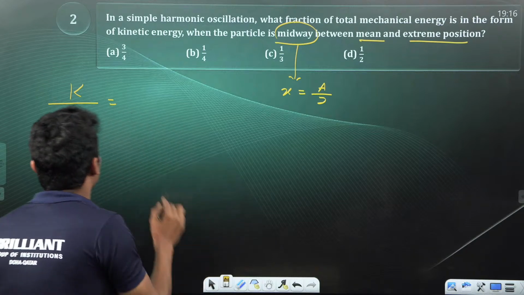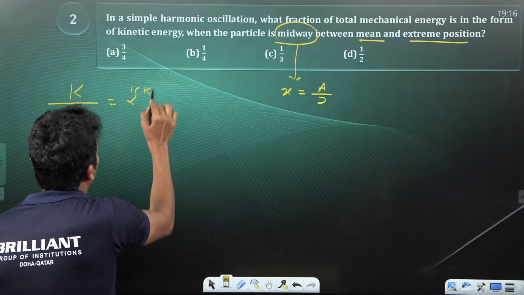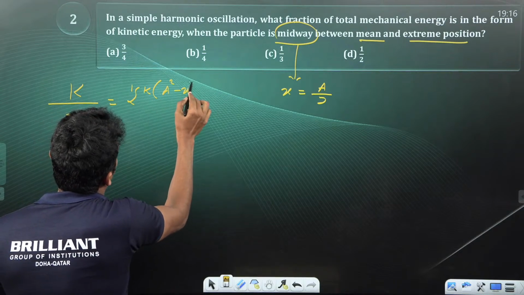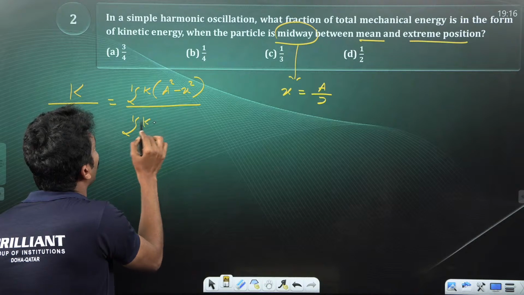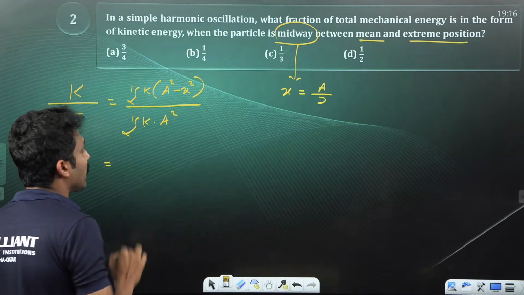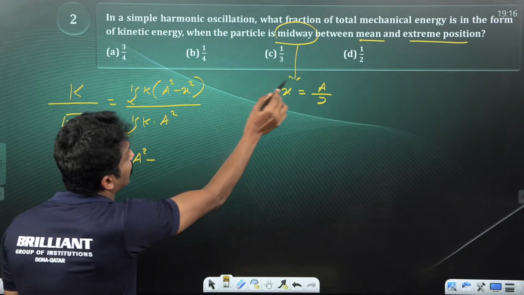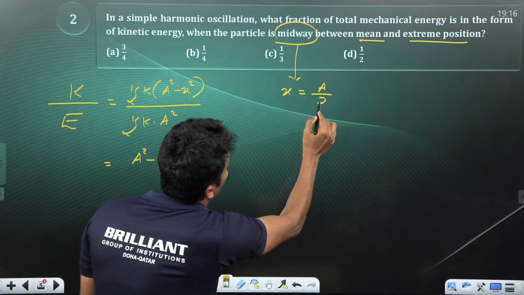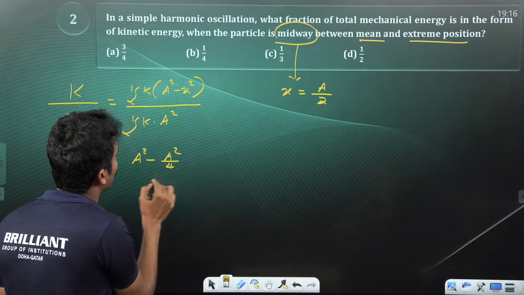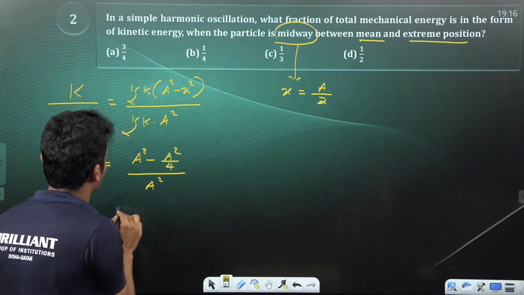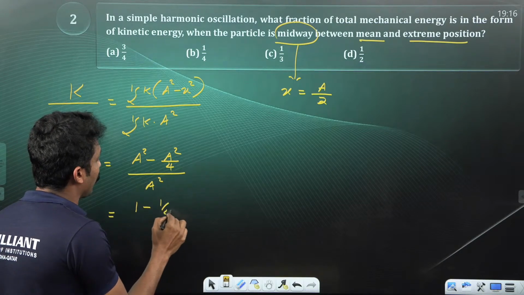Very simple. Kinetic energy formula is half into k into a square minus x square, divided by total energy, half into small k into a square. Now half k is cancelled. Now a square minus x, where x is given as a by 2. Its square is a square by 4, divided by a square. Now a square is also cancelled, 1 minus 1 by 4.